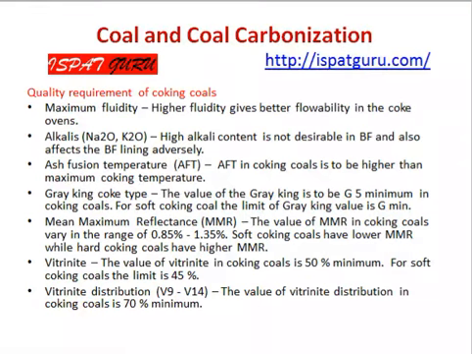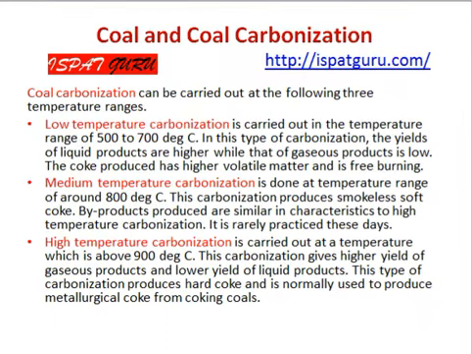Mean maximum reflectance: the value of MMR in coking coals varies in the range of 0.85% to 1.35%. Soft coking coals have lower MMR while hard coking coals have higher MMR. Vitrinite: the value of vitrinite in coking coal is 50% minimum. For soft coking coals, the limit is 45%. Vitrinite distribution V9 to V14: the value of vitrinite distribution in coking coal is 70% minimum.